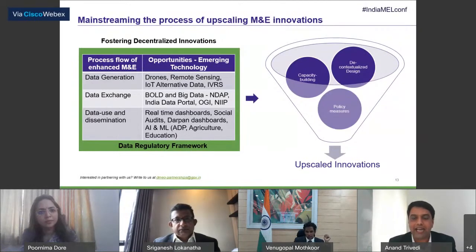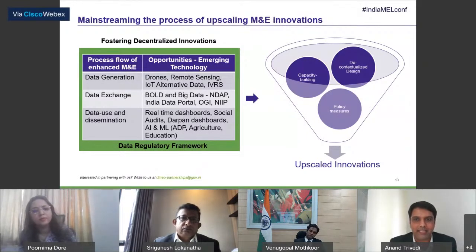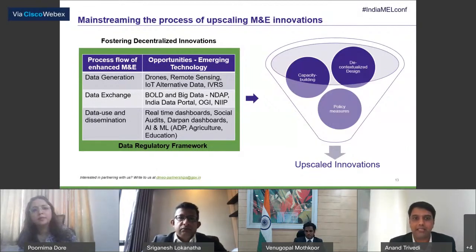The slide here basically talks about the number of innovations which are happening in a decentralized manner using various technologies. In the area of M&E, we talk about basic steps like data generation, subsequently exchange, use and dissemination. We know that the governments of Andhra Pradesh and Karnataka are using drones extensively for various kinds of infrastructure project monitoring exercises. Remote sensing is being extensively used for various area-based interventions monitoring. IoT is now being implemented in the Jal Jeevan Mission, for that matter, for enabling the quality and quantity of the water supplies and the service deliveries.